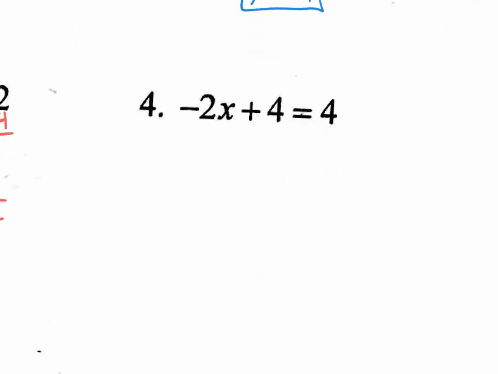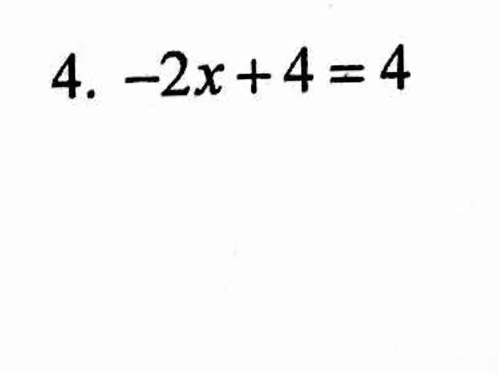Number 4. So, where's my x at? The left side of the equal sign or the right side? It's on the left side. Is it by itself? Heck no. There's a negative 2 right there. There's a plus 4 right there. Which one do I get rid of first? The bum at the corner, that 4.